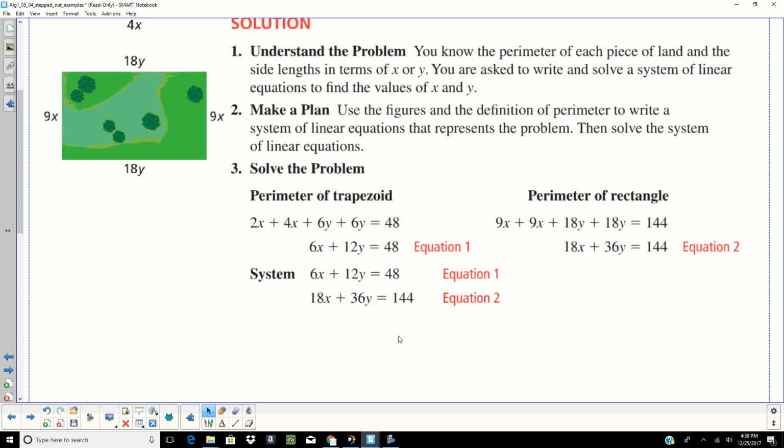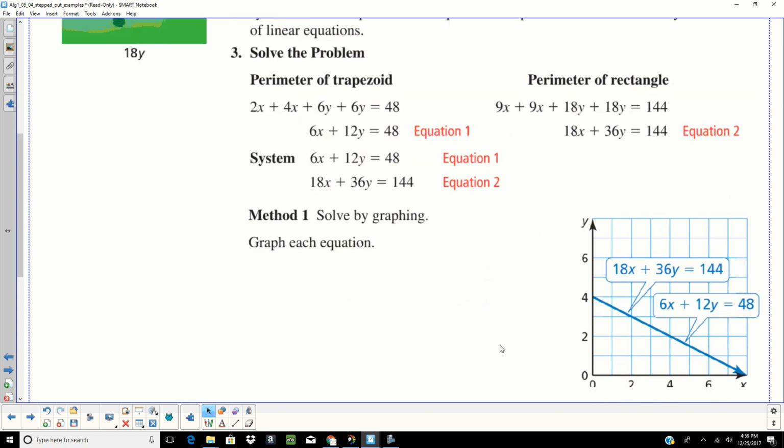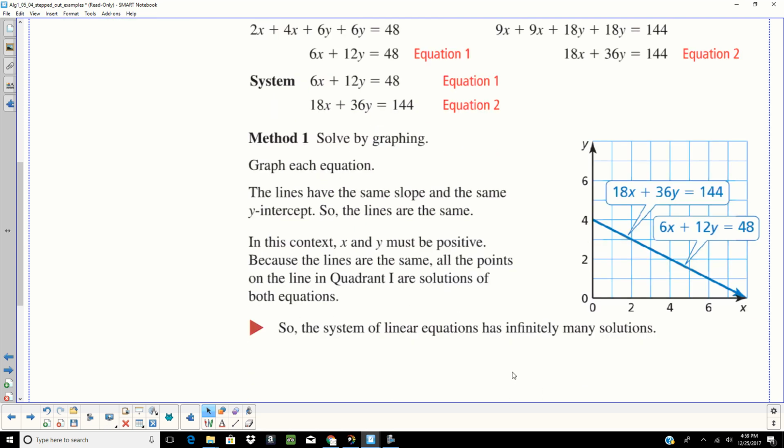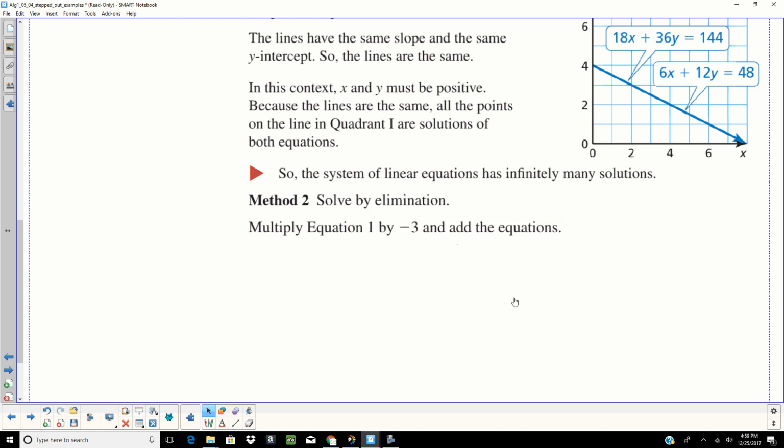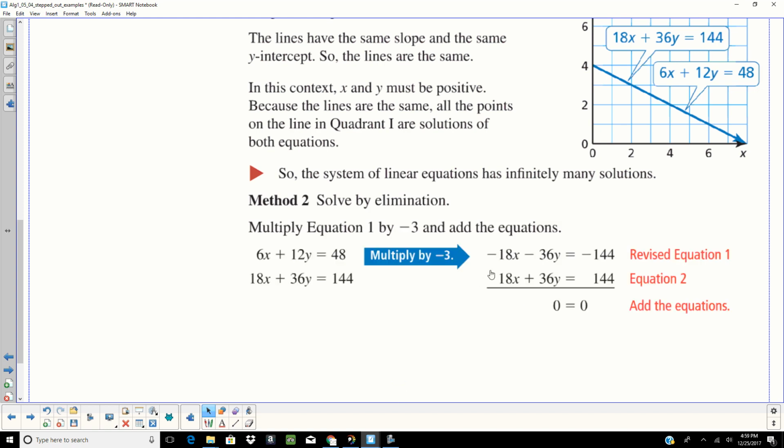Well, what I need to do is create opposite coefficients. Well, we're going to do it by both methods. Graphing, I don't think is one that I would really stick with too much, but I'm going to show it to you really briefly. It's going to be one line on top of the other. I would have gone with elimination on this one, where you create the opposite coefficients. So multiply that top equation by -3. And what happens is everything cancels out. So you get 0 equals 0.